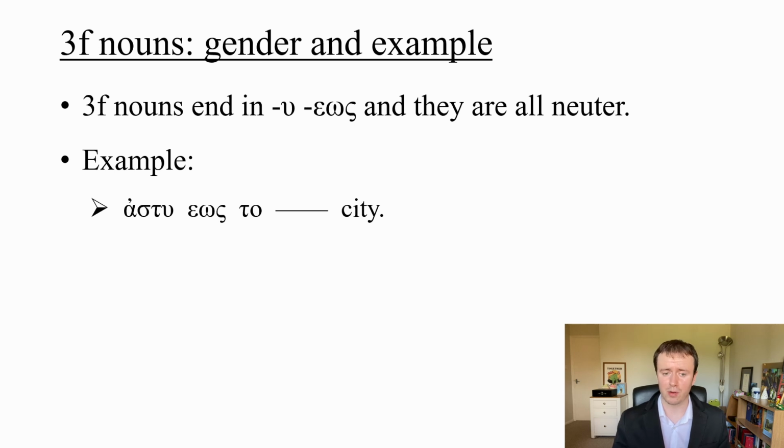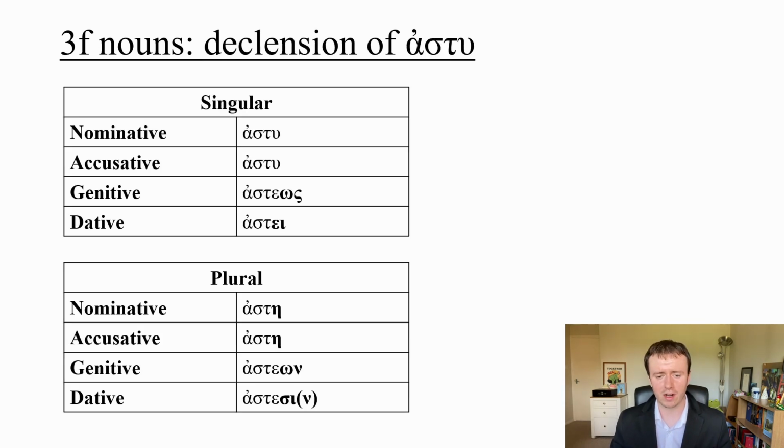So, let's talk about how 3F nouns decline. And I have good news for you. If you know how 3E nouns decline, this will be a piece of cake. Because here we have the declension of astu, and we can see that it declines as follows: astu, astu, asteos, astei, astu, asteis, asteon, astesin.